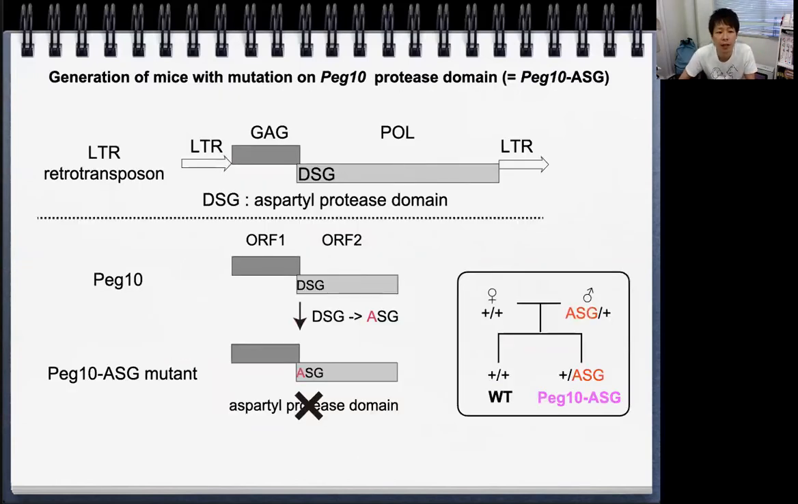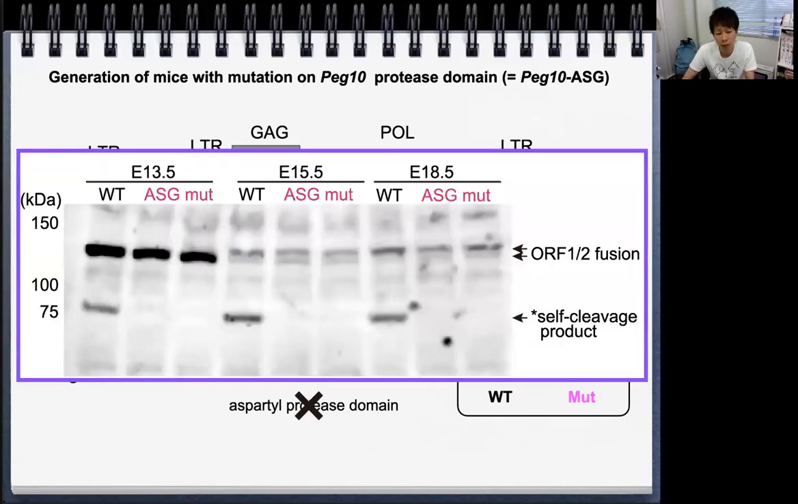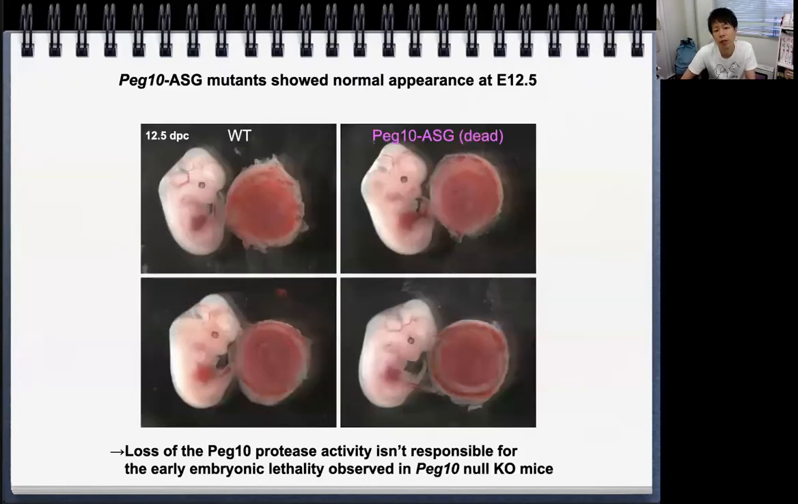To generate the mutant strain, we induced a mutation in the DSG protease domain from DSG to ASG. As I mentioned earlier, RIKEN is a paternally expressed gene, so mice carrying the paternally transmitted mutant allele, hereafter called RIKEN-ASG or ASG mice, were used for phenotypic analysis throughout this study. On Western blotting experiments, we could confirm the loss of protease activity in ASG mice as expected, because as you can see, a RIKEN self-cleavage product was observed only in wild type, but undetectable in the mutant mice.